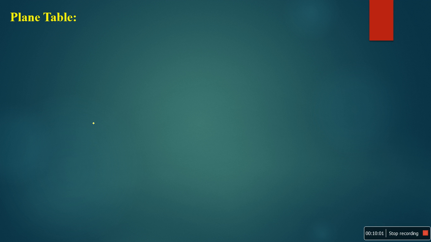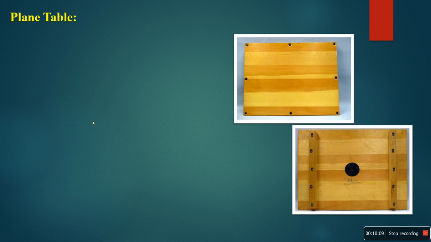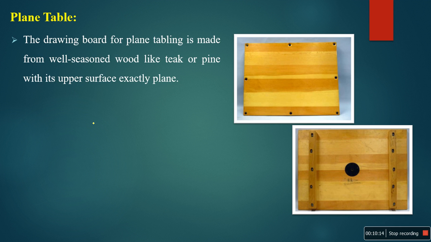First is the plane table. These are pictures of the plane table: this is the top view and this is the bottom view. The drawing board for plane tabling is made of well seasoned wood like teak or pine, with its upper surface exactly plane. Remember it is made of wooden material, and this is the top surface, which should be plane, meaning flat. And this one is the bottom surface.